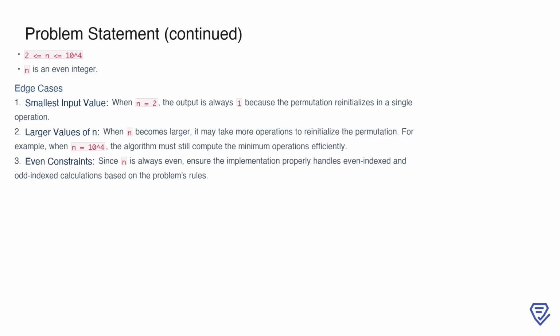For the smallest case of n equals 2, the output is always 1, as the permutation reinitializes in just one operation. For larger values of n, the number of operations required increases, but the algorithm must still compute the result efficiently, even for the maximum constraint of n equals 10,000. Additionally, the even nature of n ensures that calculations involving even and odd indices are well defined. These constraints and edge cases help ensure that our solution is both robust and efficient across all possible inputs.